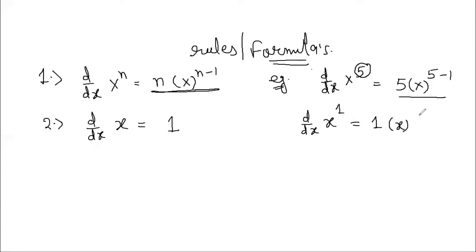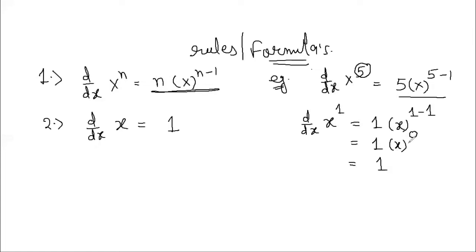And whatever power you have will be taken away by 1 again. So 1 x and 1 take away 1 is how much? 0. This is 1. And do you know, students, what is x to the power 0?